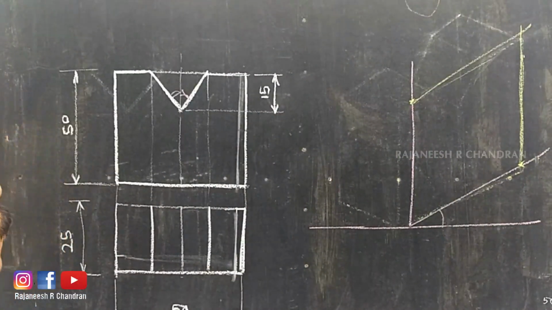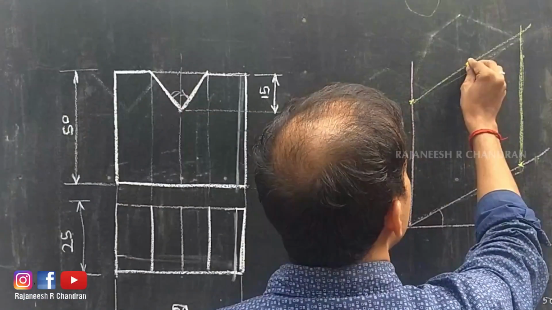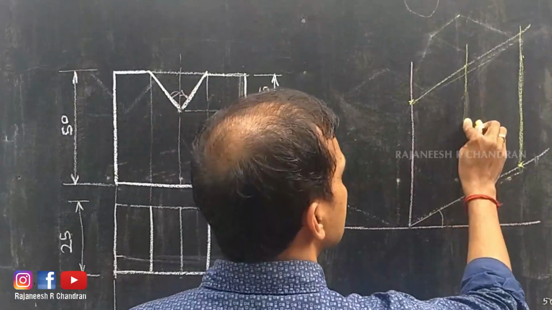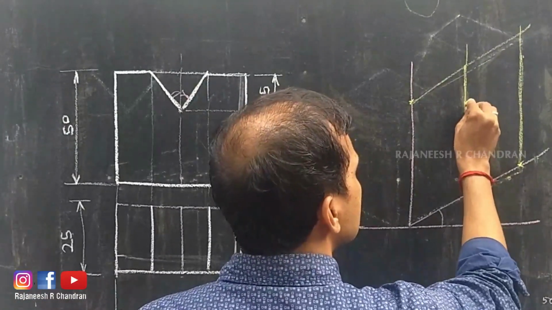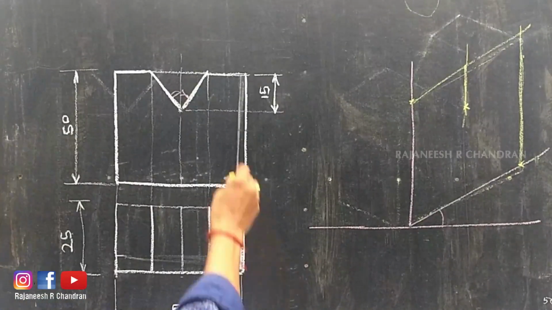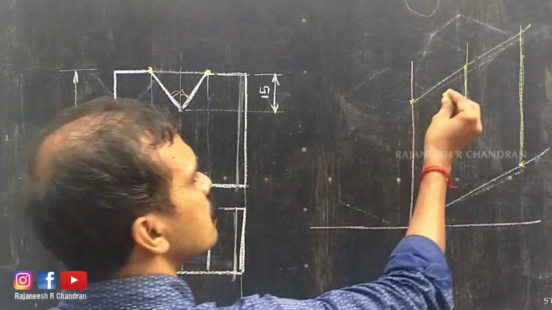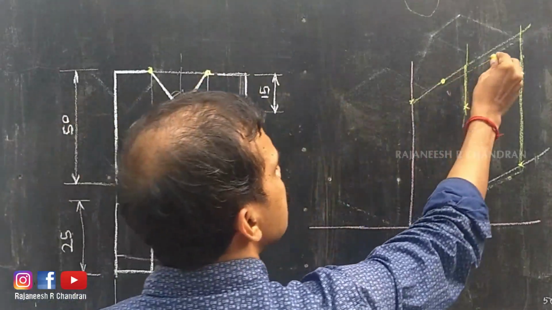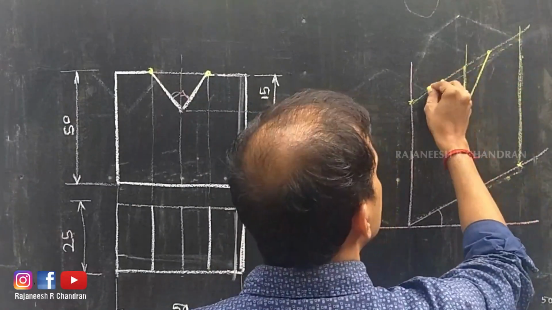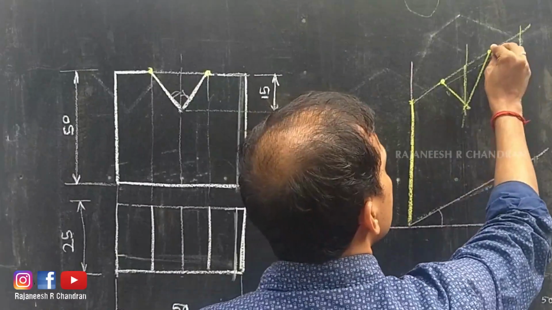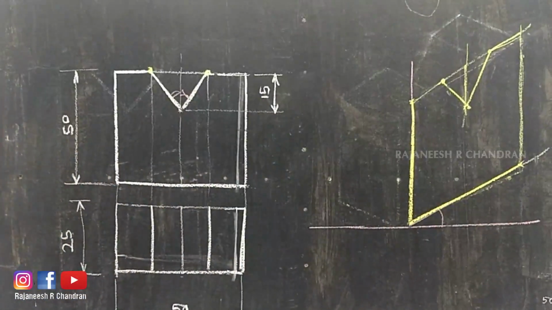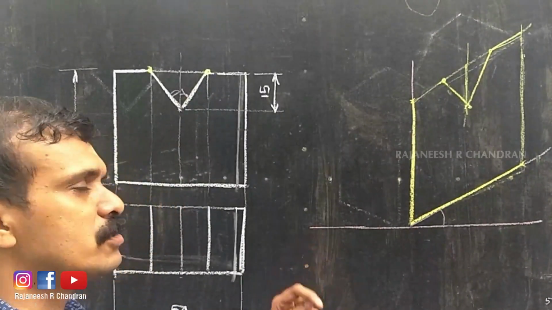So that is completed. Now we can locate this point, draw a vertical line, on that line we can obtain this point. So that is completed. Now what will be the next step? We can locate these 2 points. Take this distance. Okay. So the front view is completed in the isometric view.